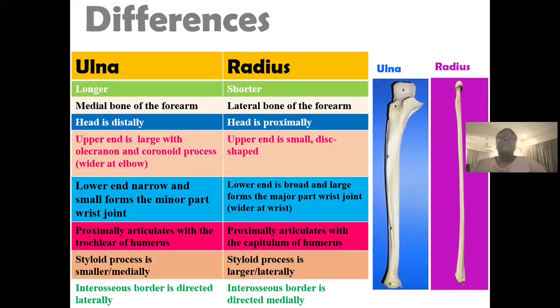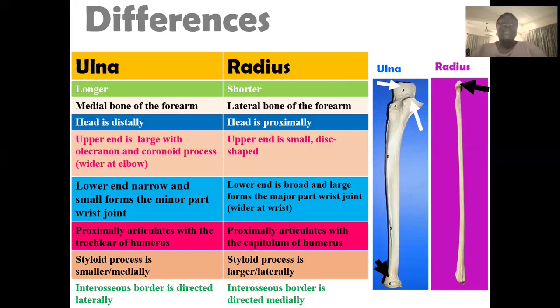So for the first one, the ulna is seen to be longer than the radius, which means that the radius will be shorter than the ulna. And this is basically attributed to the processes created around the proximal region. In the anterior proximal part of the ulna, we have the coronoid process, while in the posterior part of the ulna, we have the olecranon process. These processes are actually extensions, and these extensions, of course, help to create a longer length around the proximal region. And this is why it is seen to be longer than the radius.